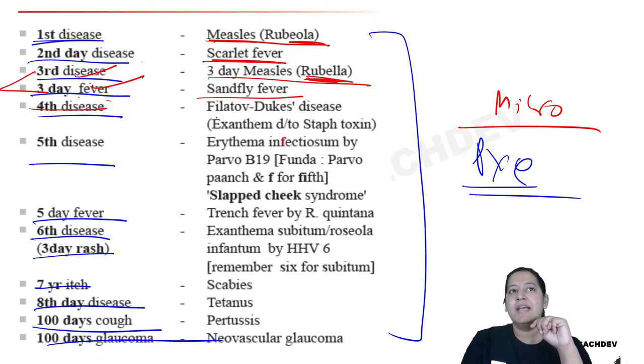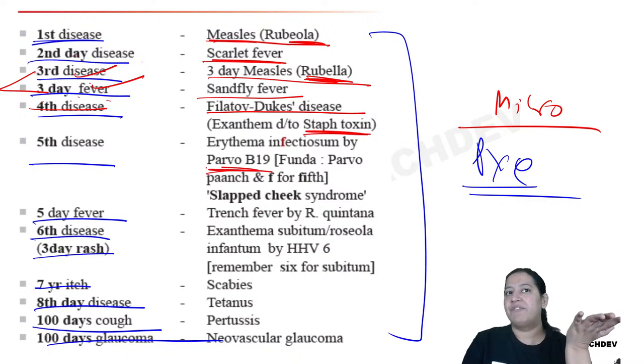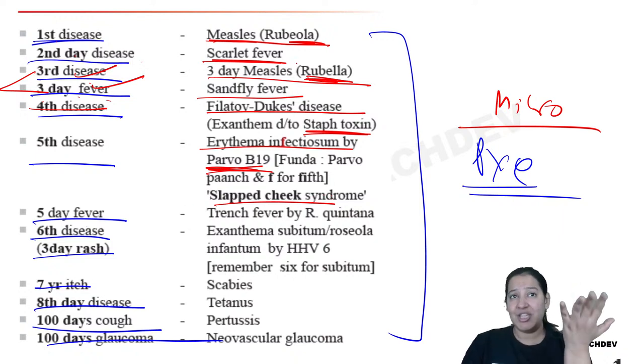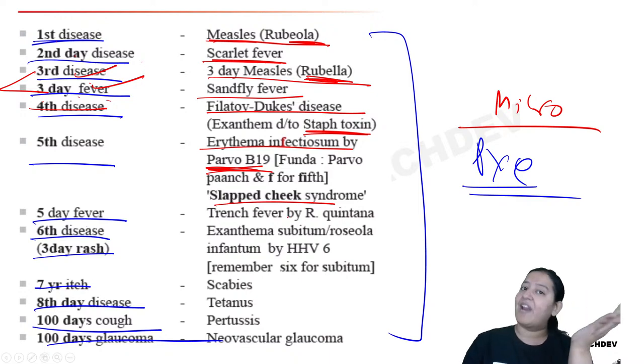फोर्थ डिजीज इज फिलाटॉफ ड्यूक्स डिजीज. इट इज ड्यू टू स्टेप टॉक्सिन. फिफ्थ डिजीज, यू नो पार्वोवायरस का फिफ्थ होता है ना, इरिदमा इन्फेक्शियोसम, ऑल्सो नोन एज स्लैप चीक. ऐसा लगता है गाल पे थप्पड़ मारा तो द चीक बिकम रेड इन कलर. सो व्हेन आई टीच यू ऑल दीज इंडिविजुअली, मैं सबके डायग्राम दिखाती हूँ, बट अभी इतना टाइम नहीं है.